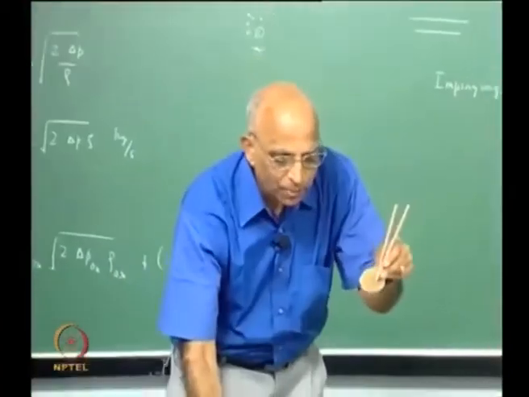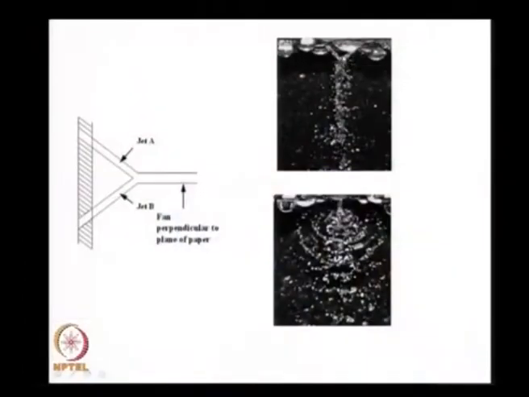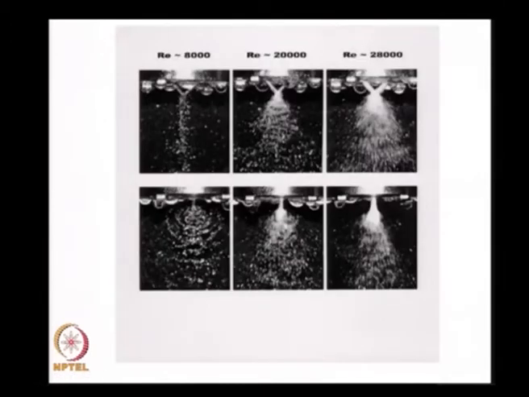And when I look at this particular fan over here, it is in the plane of the paper, and therefore, I get droplets like this. When I look at a single one, I get a fan like this, and I get a series of droplets like this. And this is the principle of impinging jets which are used for injection.